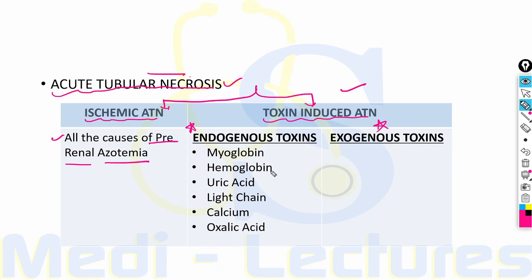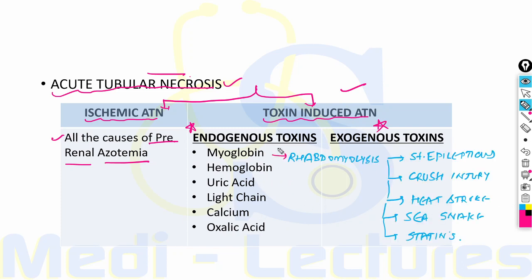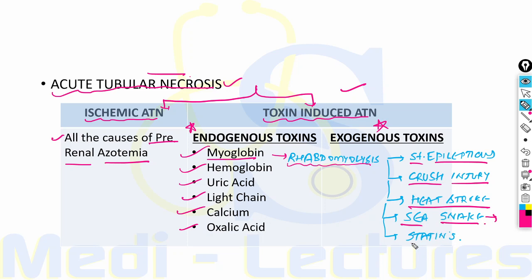Let's discuss them one by one. Now, the endogenous toxins can be myoglobin, hemoglobin, uric acid, light chain, calcium and oxalic acid. Myoglobin is increased due to rhabdomyolysis, which can be seen in status epilepticus, crush injury due to any road traffic accident, heat stroke, sea snake bite, whose toxin is myotoxic, and the drugs which are statins.